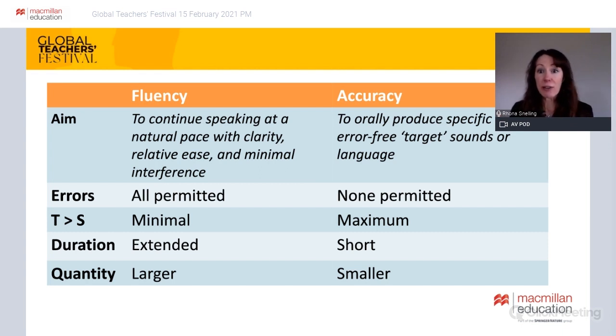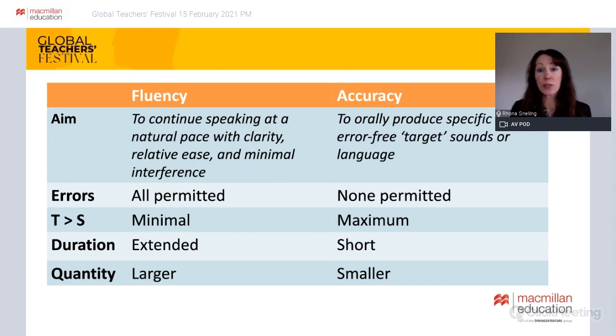Teacher to speaker interaction, that next category. So in fluency, there's not going to be a lot of intervention from the teacher. You're going to be quiet and allow the student to carry on with their activity. For accuracy, you're going to intervene a fair amount, aren't you? If there's a wrong sound or wrong grammatical tense, you need to correct it on the spot. That's the purpose of an accuracy activity.